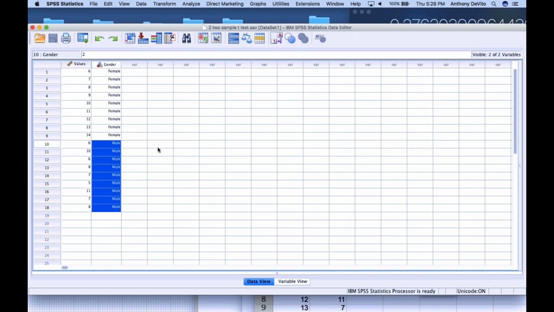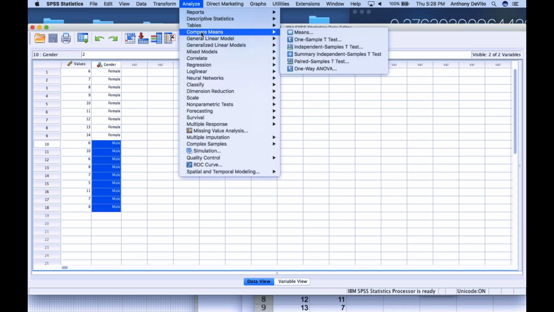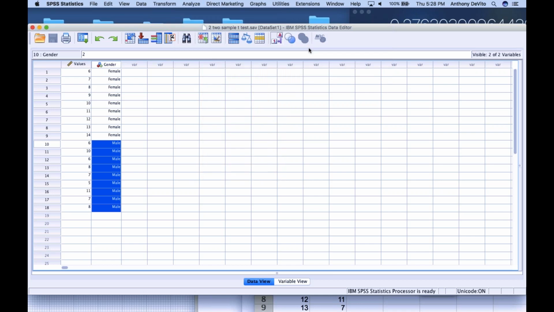What sample size do I use for my degrees of freedom? 18, right? Great. 18, 10 and 10 minus 2, right? Okay, so let's do this analysis. Analyze. I'm going to go to compare means because that's what we're doing. What we did before was a one sample t-test. What we're doing now is an independent samples t-test, two samples.